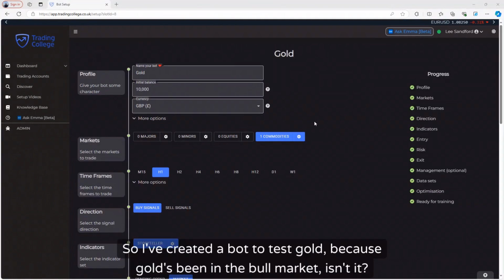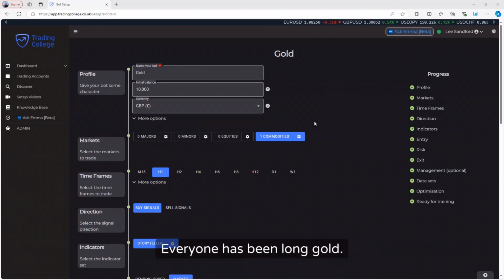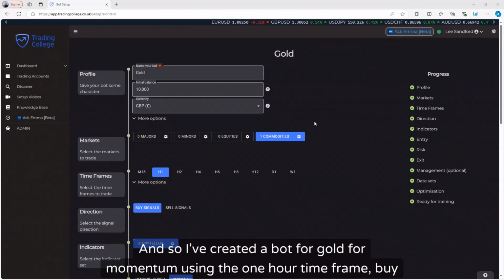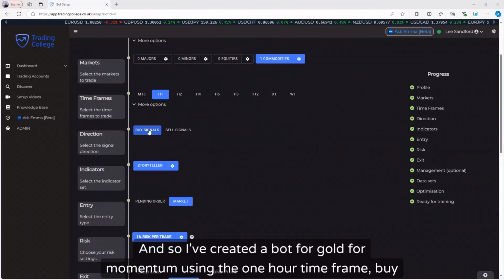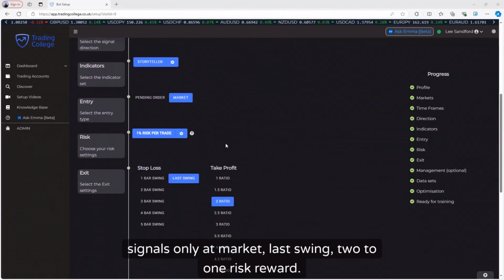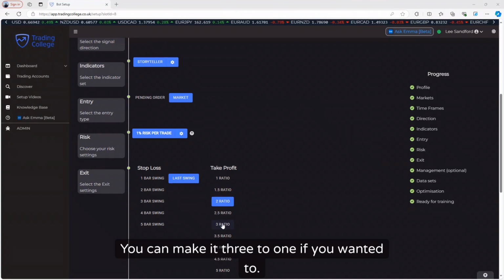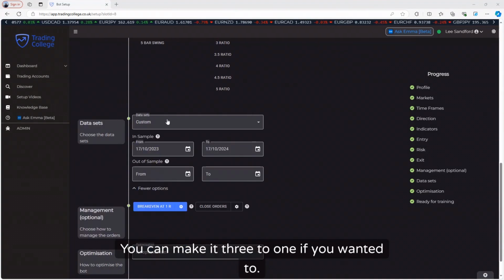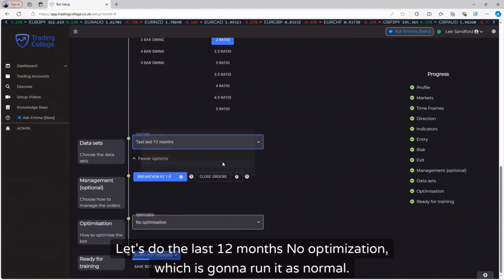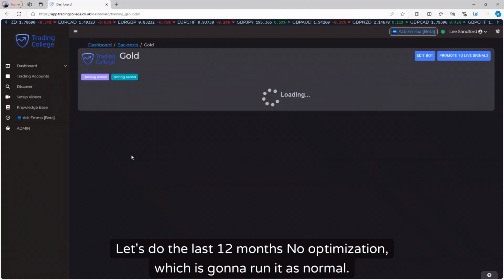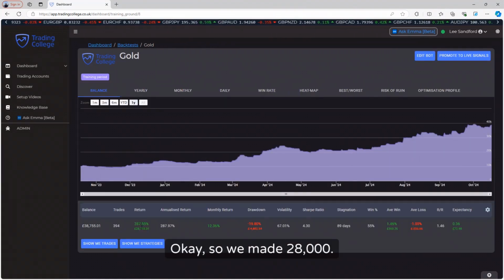So I've created a bot to test gold, because gold's been in a bull market, hasn't it? Everyone has been long gold. And so I've created a bot for gold, for momentum, using the 1 hour time frame, buy signals only, at market, last swing, 2 to 1 risk reward. You can make it 3 to 1 if you wanted to. Let's do the last 12 months. No optimization, we're just going to run it as normal. Okay, so we made 28,000.